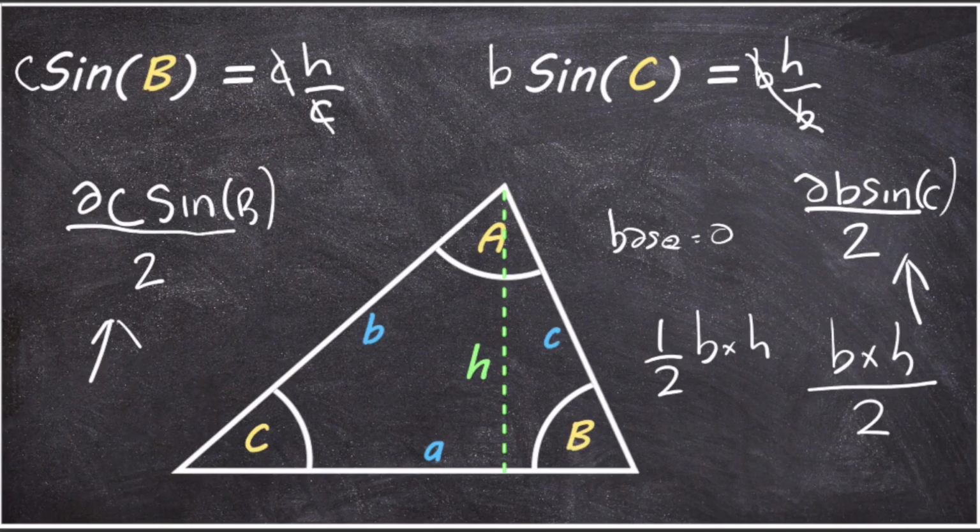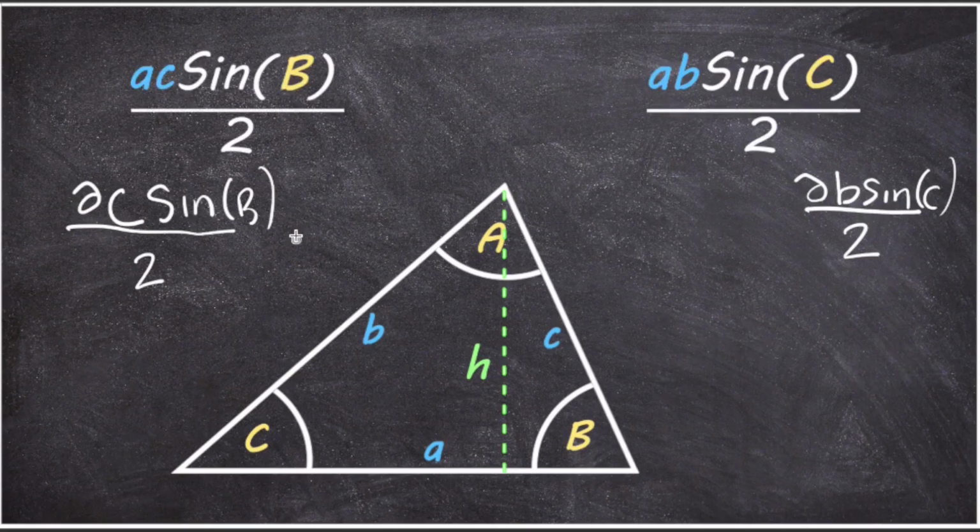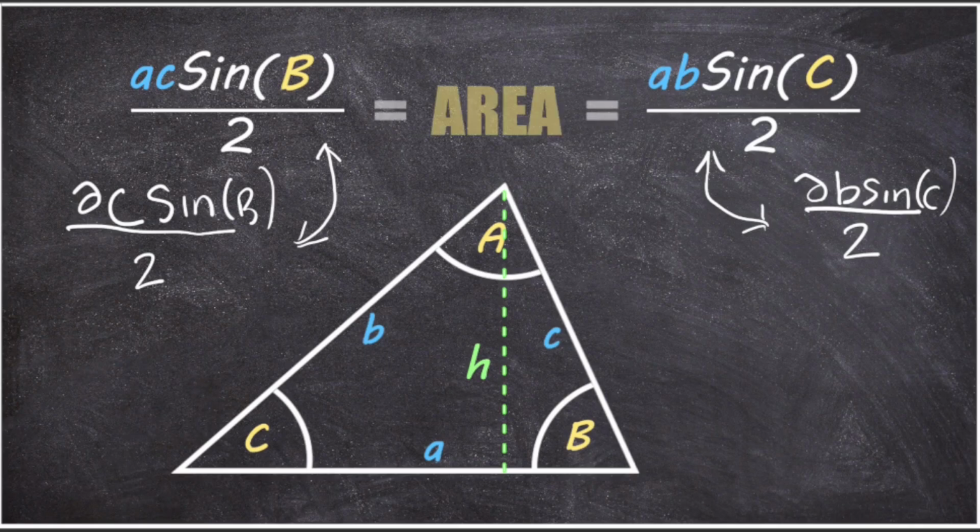So let's remove everything on this board except for the two formulas we just came up with. And now let's bring back the original formulas. And as you can see, this is the same formula as the one we showed originally, a times c times sine b over 2. And this formula, a times b times sine c over 2, is the same as the original formula. So indeed, you have the proof. These two formulas can be used to find the area of a scalene triangle.